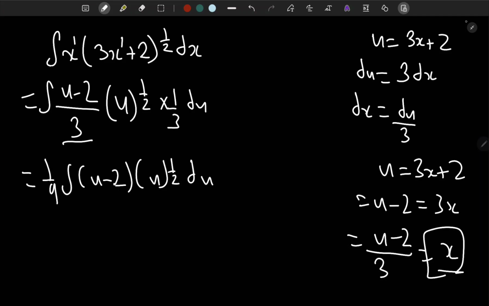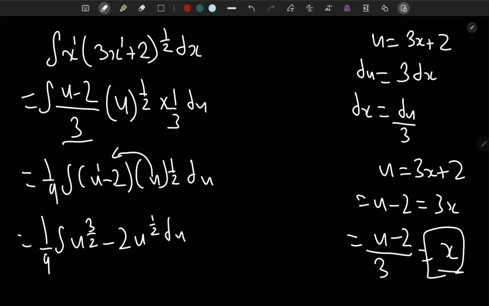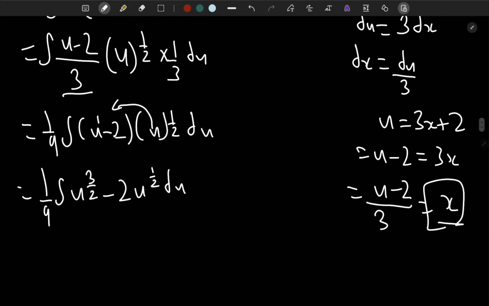And we can simplify this more by just multiplying u by u to the half here and minus 2. So let's do that. Yeah, so equal to 1 over 9 integration of u^(3/2), since this power is 1, and we just add half to the power of half, and the other one is minus 2 u to the power of half du. And now we just integrate this, so I'm going to make more space.